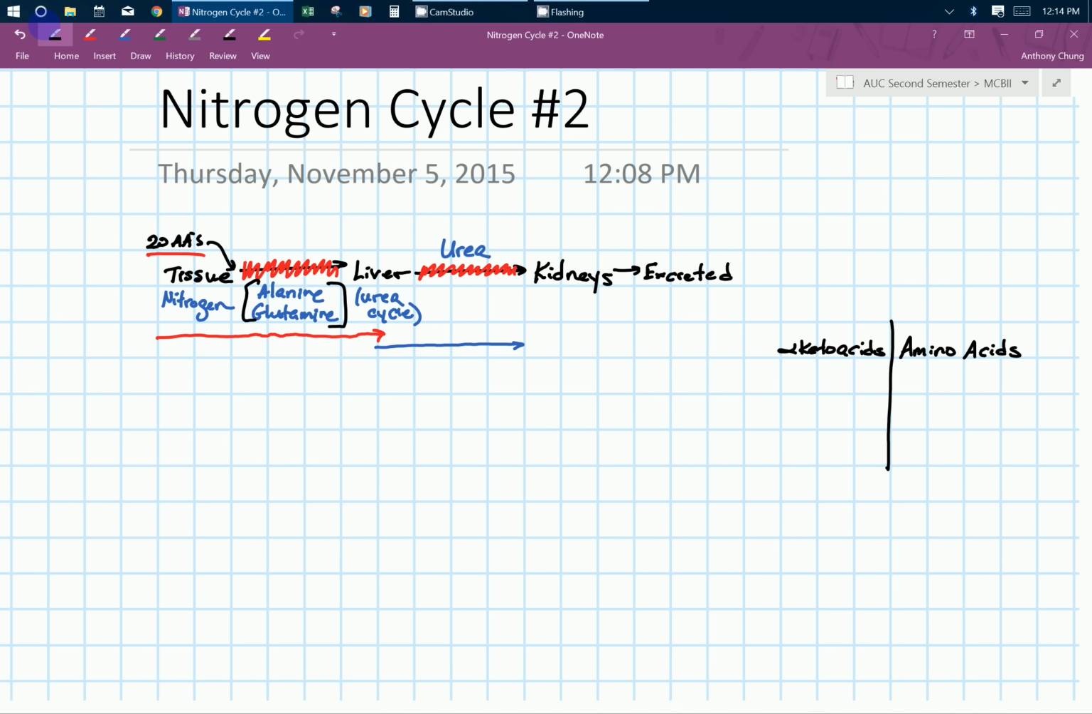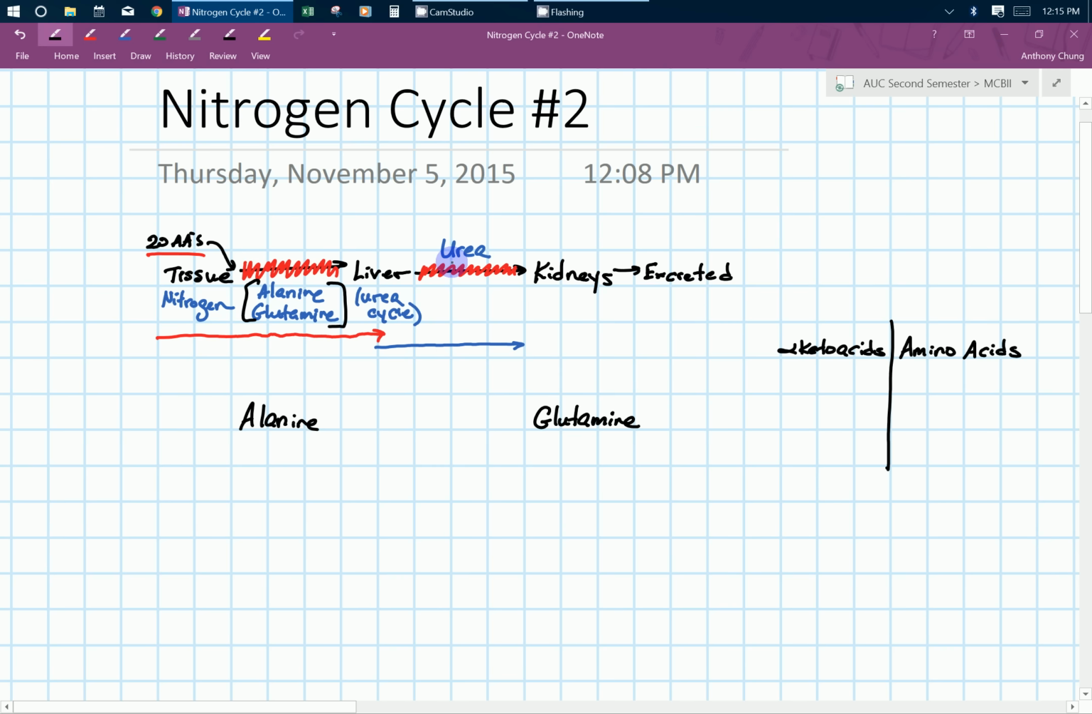In my last video, I was talking about how we have our 20 amino acids from our tissue and how they were transported to the liver in the form of alanine and glutamine, so it can be used in the liver to go through the urea cycle to convert that nitrogen to urea so it can be eliminated. So in this video, what I'm going to be talking about is what happens when you have your substrates alanine and glutamine. What happens to them? How do they get converted to urea?